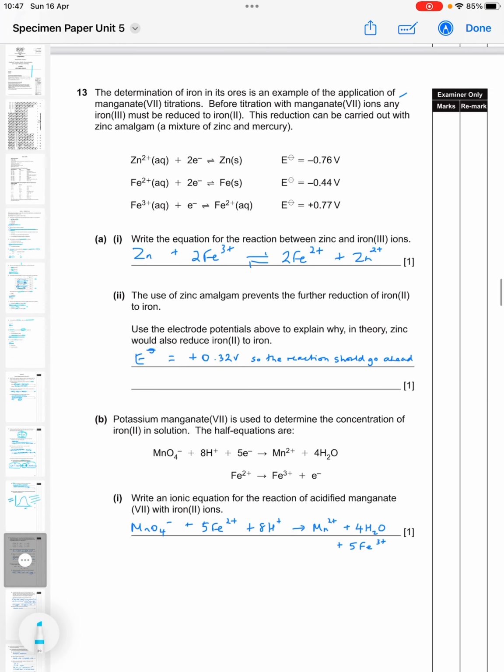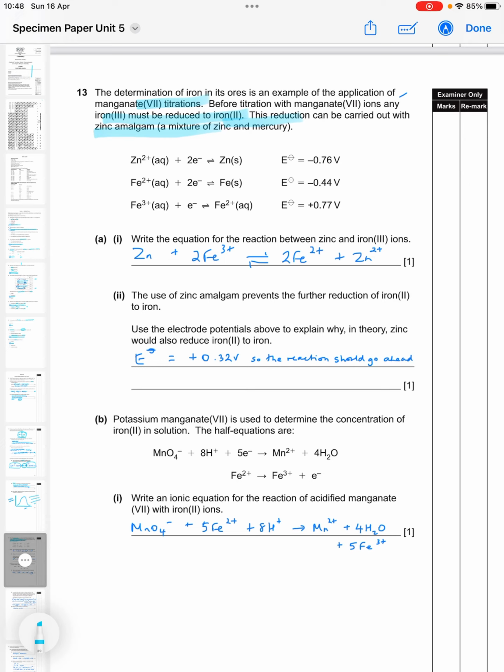So the next question is about electrode potential. The determination of iron in its ores is an example of the application of manganate(VII) titrations. Before titration with manganate(VII) ions, any iron(III) must be reduced to iron(II). The reduction can be carried out with zinc amalgam, which is a mixture of zinc and mercury. So write an equation, with 3 equations given here: Zn2+ and zinc, Fe2+ and iron, Fe3+ and Fe2+, and the electrode potentials of all 3.